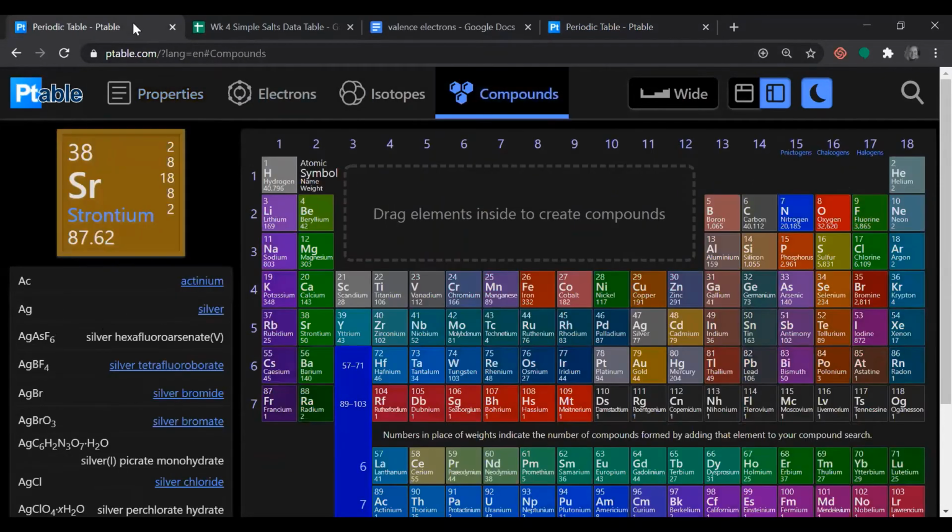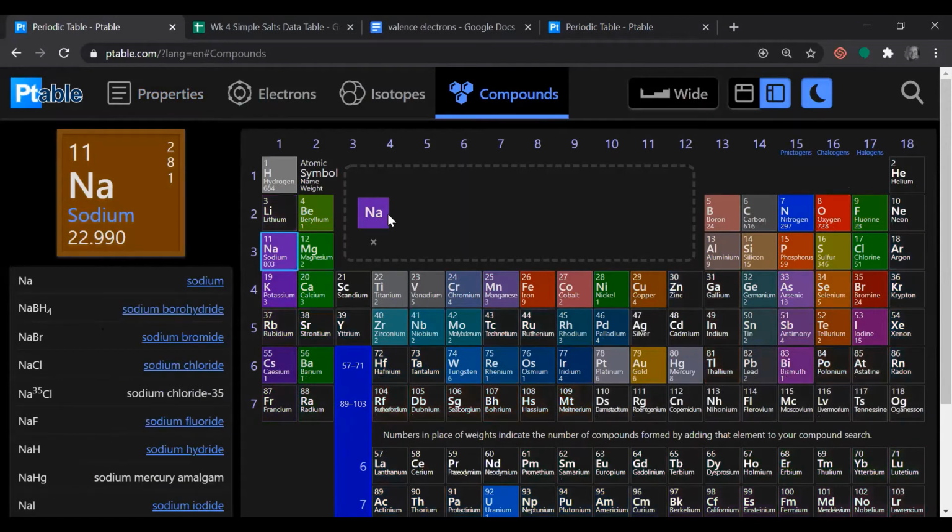We're going to go to the compounds one. Do you see how if I go like this, let's just do table salt. If I take sodium and drag it into this box, that's going to tell me which other elements sodium will react with. It's got them all lit up here in colors. The ones that it will not react with are all grayed out. So if sodium makes some sort of compound with an element, it is lit up.